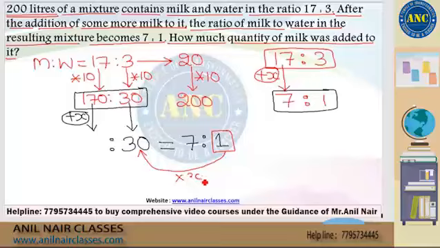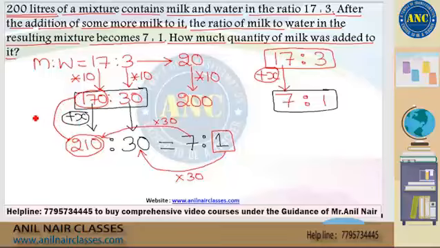1 into 30 is 30. 7 also multiply by 30. 7 into 30 is 210. That means initially 170 liters of milk was present. Now 210 liters of milk is present. 170 is becoming 210. How much extra milk was added? The extra milk which was added is 40 liters.